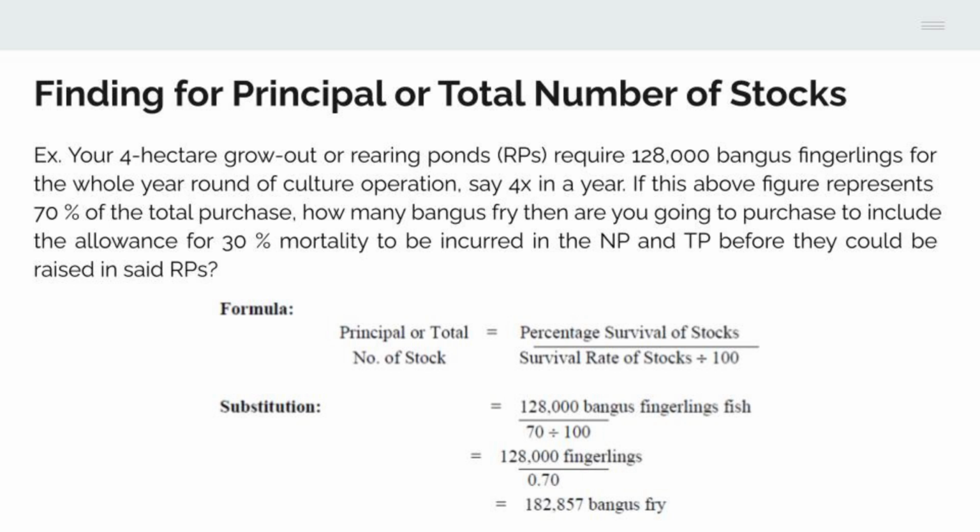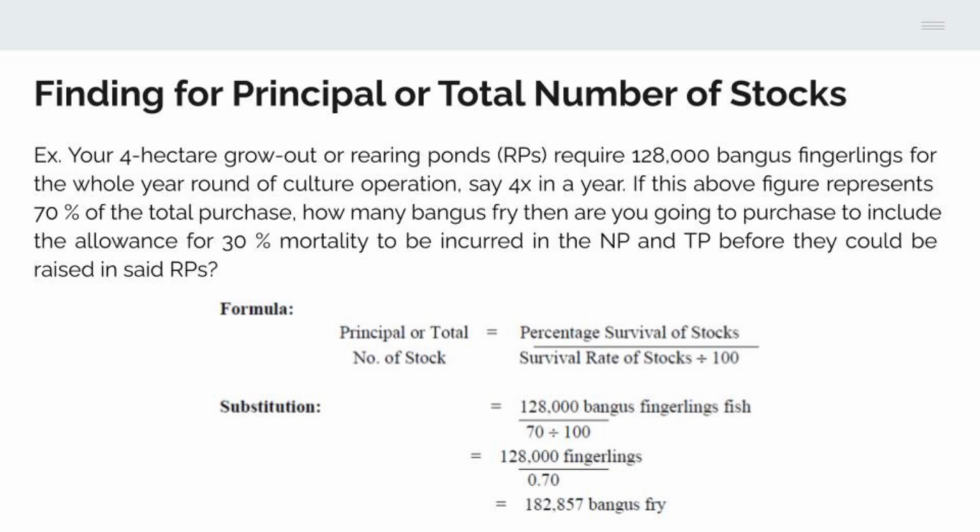An example scenario: a 4-hectare grow-out pond requires 128,000 bangus fingerlings for the whole year, with 4 production cycles. If this number represents only 70% of the total fish purchased, since 30% mortality occurs before reaching the grow-out pond, how many bangus fry should be purchased initially? For the formula, we will be using: principal or total number of stocks equals number of stock survival over survival rate of stocks times 100. So for the substitution, 128,000 fingerlings over 0.70. So, 182,857 bangus fry.